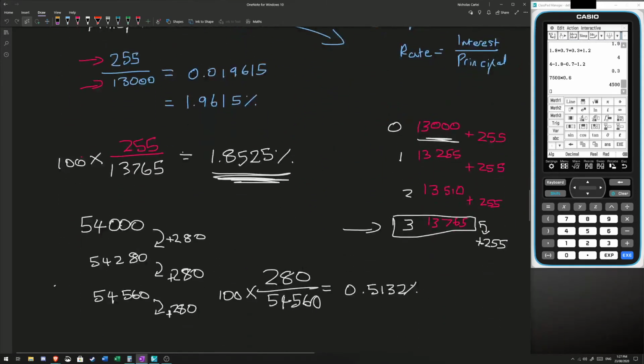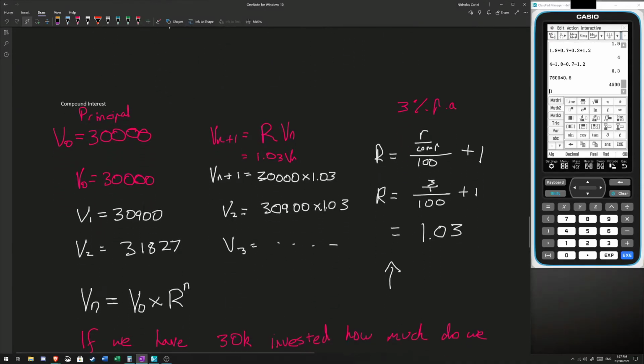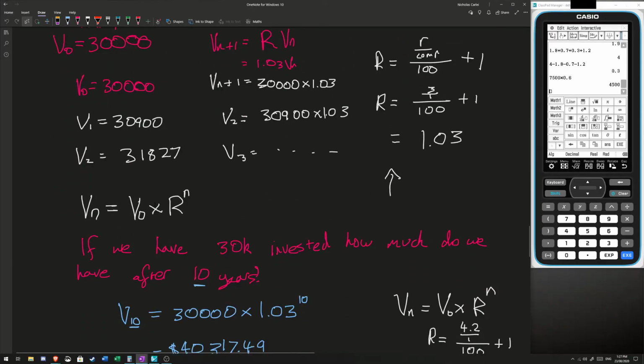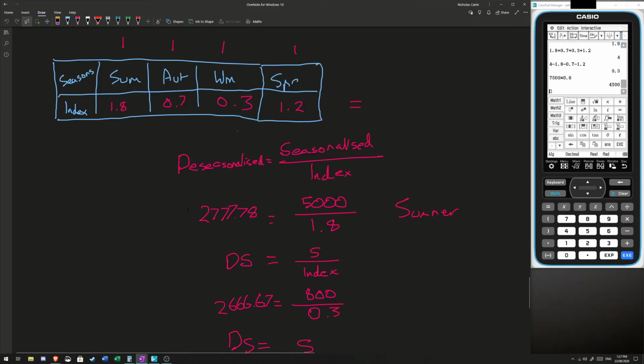It's a really difficult concept. Then we looked at compound interest, specifically around how we calculate things at a set time in the future, instead of having to manually do it every year, year on year. Okay. And then lastly, we just looked at seasonal indices. So that's deseasonalized values. Okay, and seasonalized values.